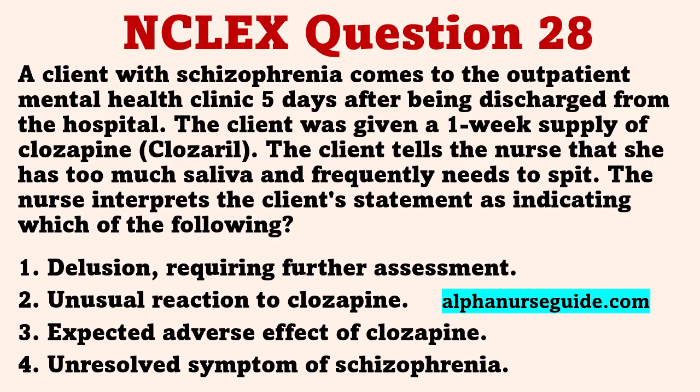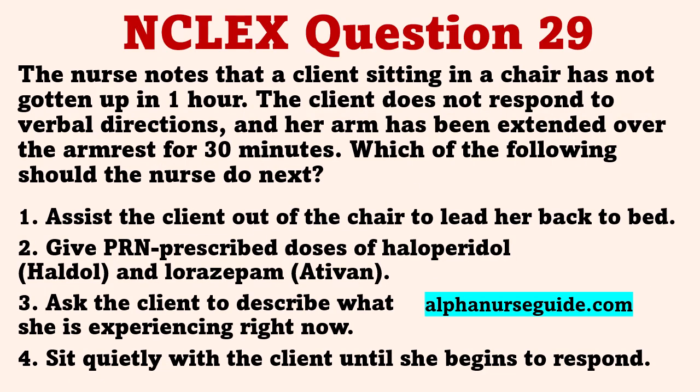The nurse notes that a client sitting in a chair has not gotten up in 1 hour. The client does not respond to verbal directions, and her arm has been extended over the armrest for 30 minutes. Which of the following should the nurse do next? 1. Assist the client out of the chair to lead her back to bed. 2. Give PRN prescribed doses of haloperidol, Haldol, and lorazepam. 3. Ask the client to describe what she is experiencing right now. 4. Sit quietly with the client until she begins to respond.